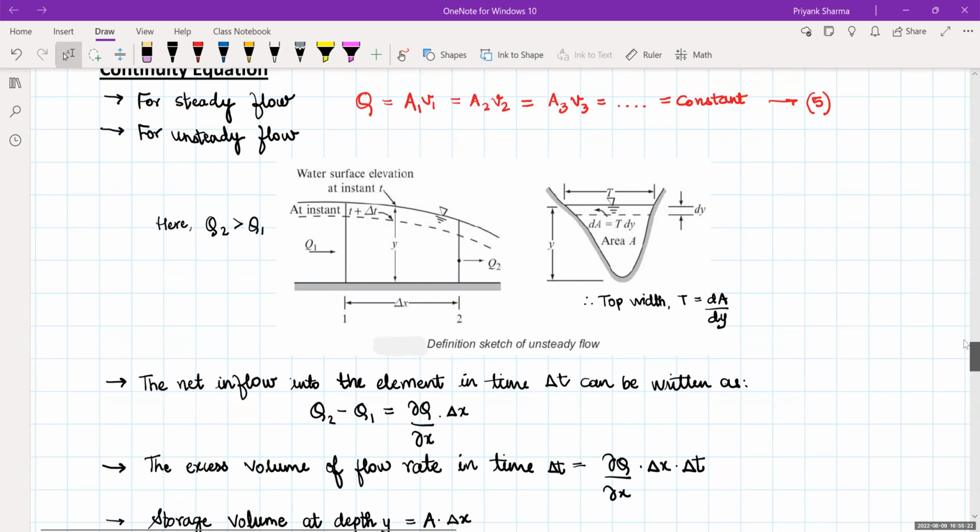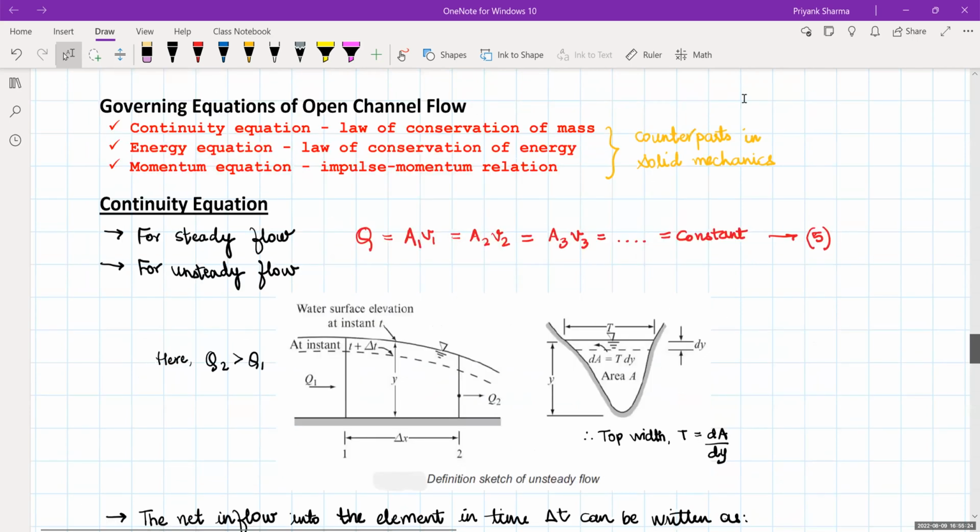Now moving to the governing equations of open channel flow. There are three basic equations which govern open channel flow. That is the continuity equation, the law of conservation of mass when we talk in solid mechanics, the energy equation, the law of conservation of energy, and the momentum equation, the impulse momentum relation in solid mechanics. So these three are the governing equations in open channel flow.